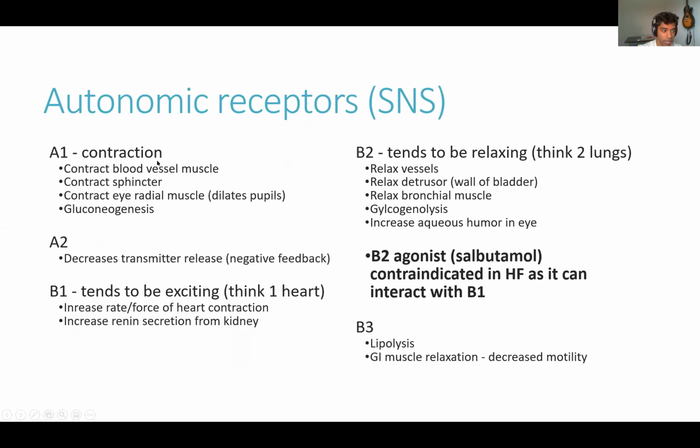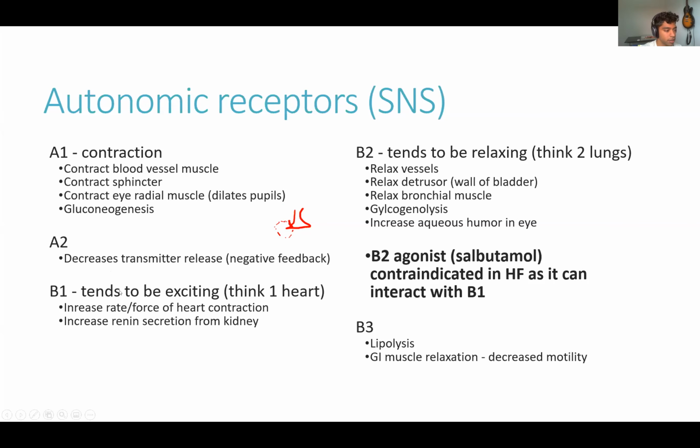So this is a quick summary of your autonomic receptors for the sympathetic nervous system. A1 leads to contraction. So you contract blood vessels, contract the sphincter in your digestive system, contract eye radial muscles, and gluconeogenesis, that's an increase in sugar. Obviously, you guys know that. A2 is negative feedback. If you think of a motor neuron, your A2 receptor might be here. When you release the neurotransmitter, it comes back, binds to this A2 receptor, and it says, okay, chill, don't need any more. So it's negative feedback.